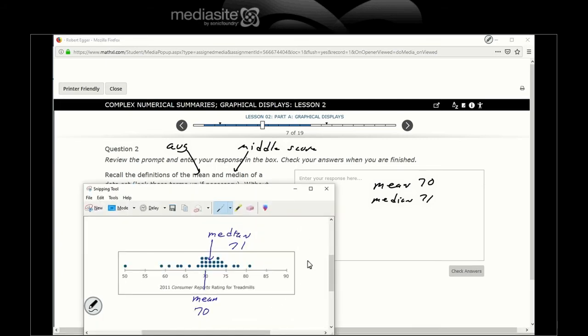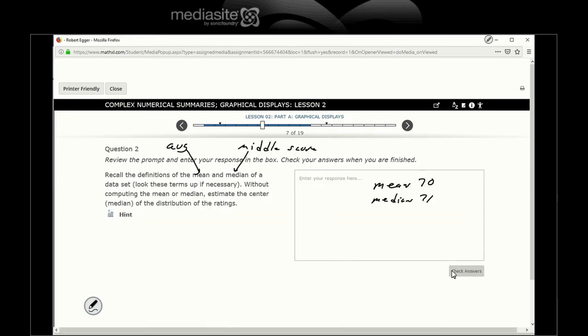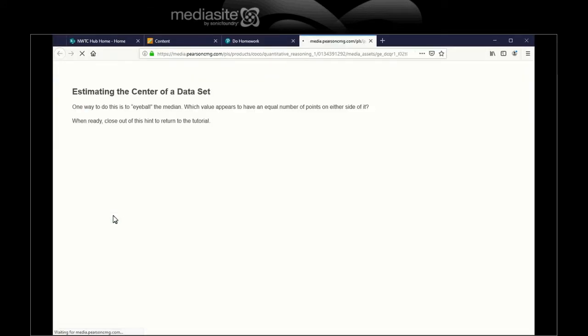Why don't you put on pause and think it over yourself for a second? Don't have to agree with me. Okay, unpause. Can't check the answer. Eyeball the median, which value appears to have equal points on either side. When ready, close out this hint to return to the video.